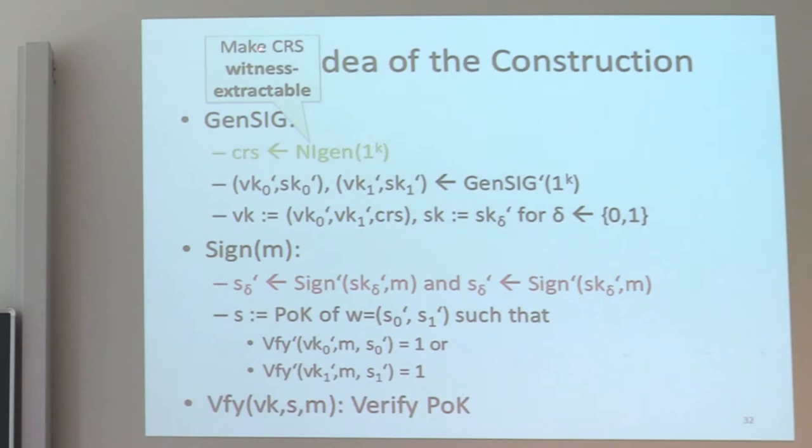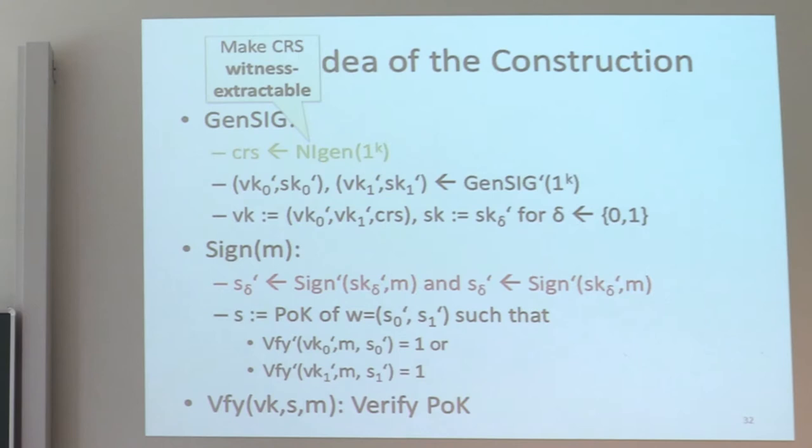Then we make the common reference string witness extractable, which basically means that we can extract from this proof at least one of the signatures. Okay, and finally, that's what we do.